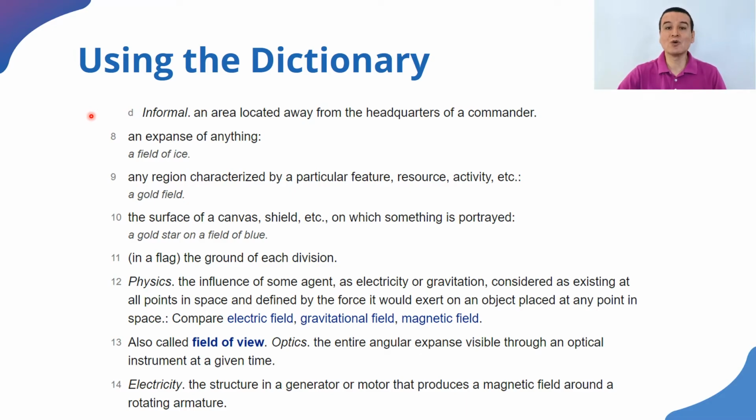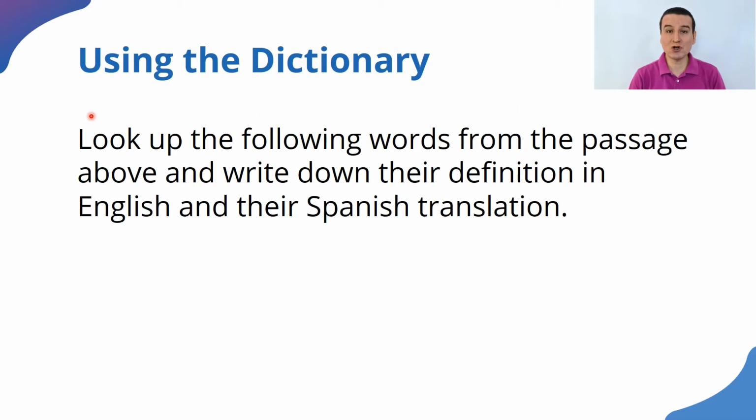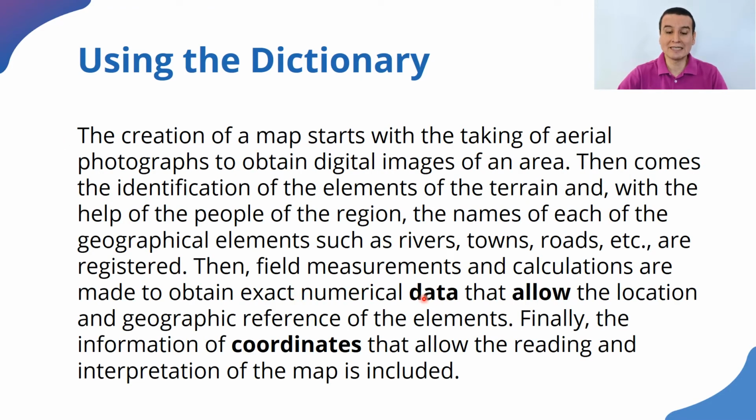All right? So I have one practice activity for you. I'm going to ask you to look up 3 terms, and then I am going to explain the answers once again to you. So here's the activity. Look up the following words from the passage above and write down their definition in English and their Spanish translation. So here are the 3 words highlighted: data, allow, and coordinates. Coordinates is plural, so you may have to look it up either as a plural or as a singular noun.